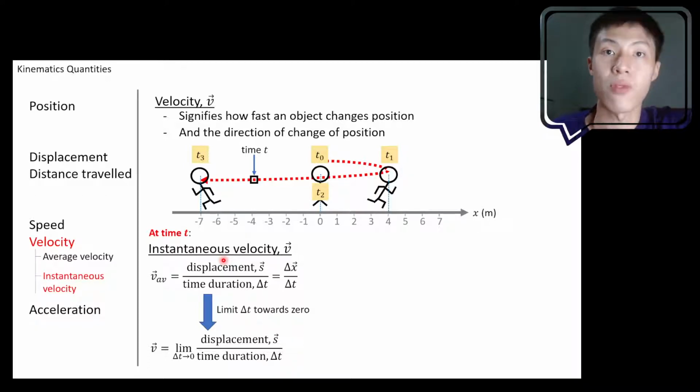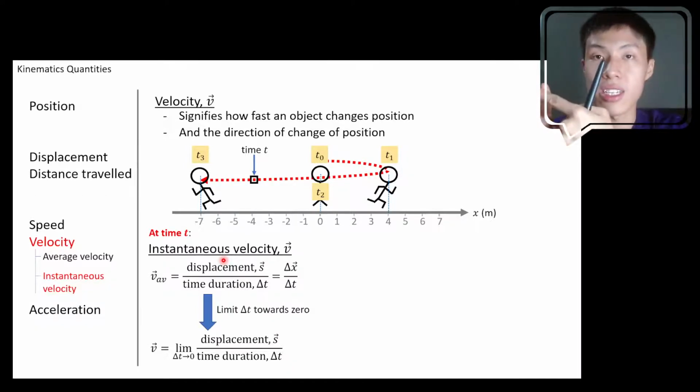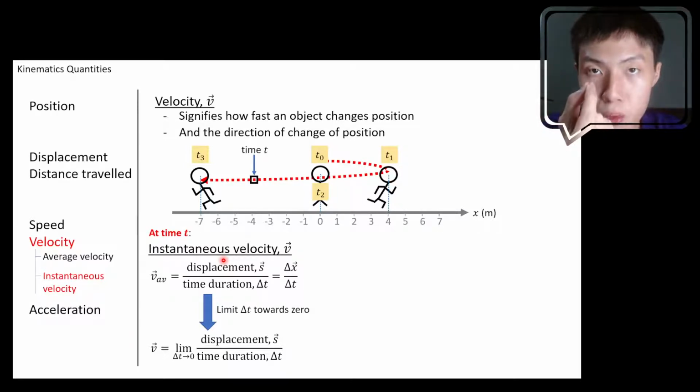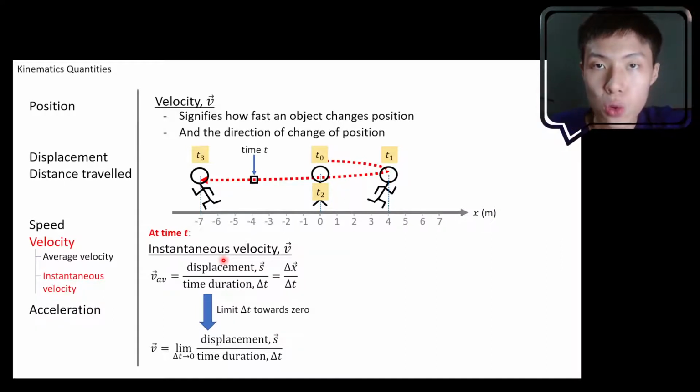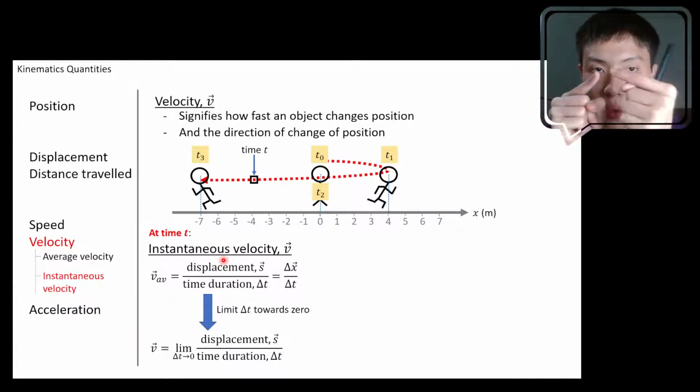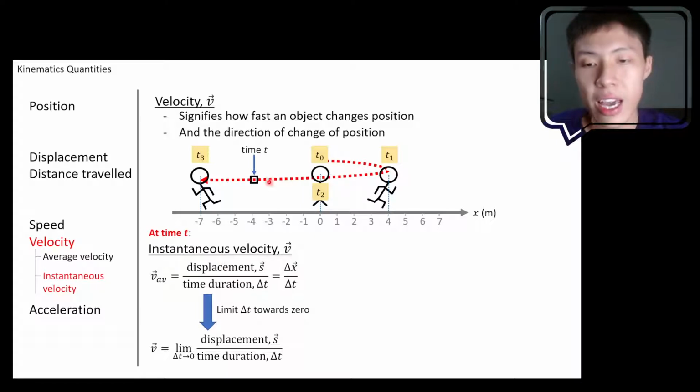Again, limit time duration towards 0 means that previously, for average velocity, we were talking about a specific time duration from t0 to t3, let's say. But now when we move on to instantaneous velocity, we only focus on a specific moment, a specific instant. A specific instant is a very, very short time window, so we have to limit our time to a specific small window of time. That's where the limit notation comes in.